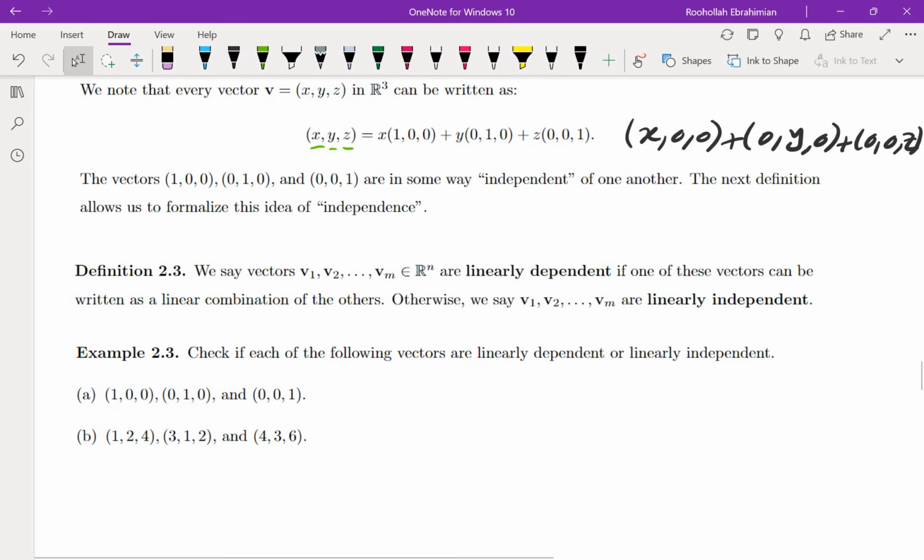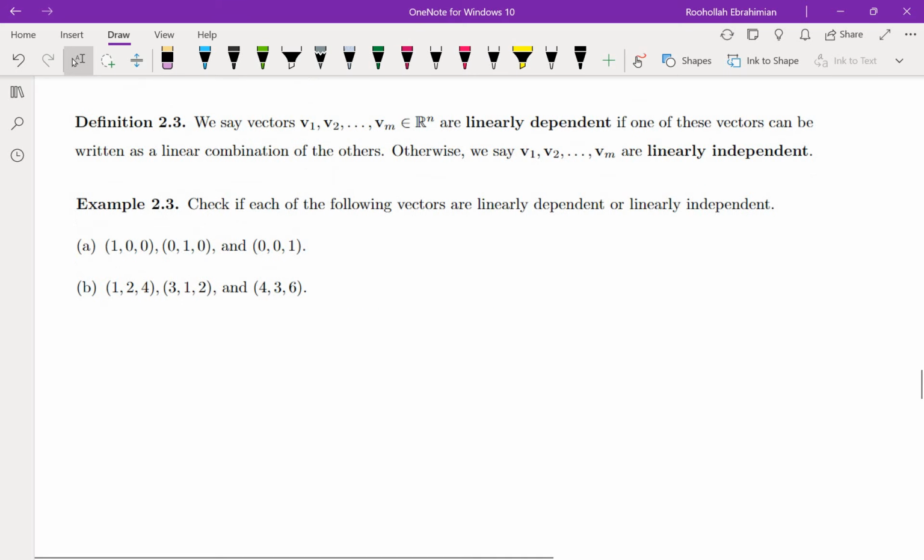We say vectors v1 through vm in Rn are linearly dependent if one of the vectors can be written as a linear combination of the others. Otherwise, we say v1 through vm are linearly independent. So if one of the vectors can be written as a linear combination of the others, we say they are linearly dependent. If none of them can be written as a linear combination of the others, then we say they are linearly independent. So let's look at an example here.